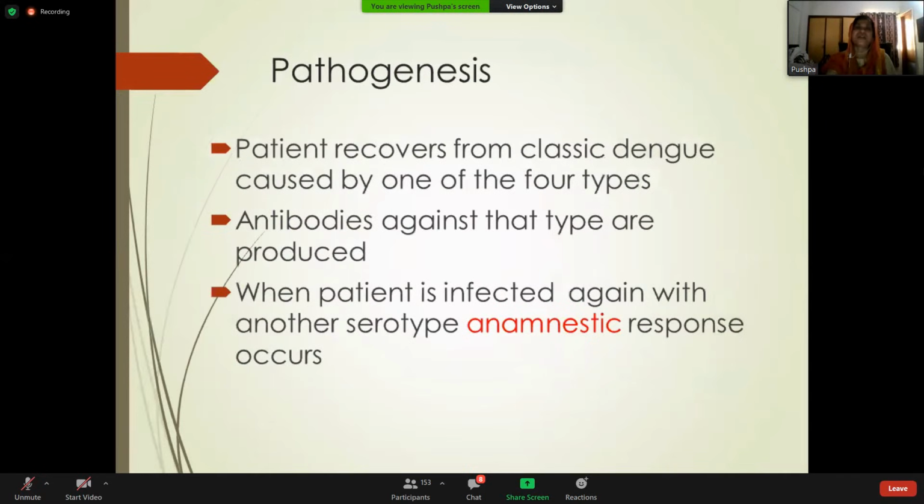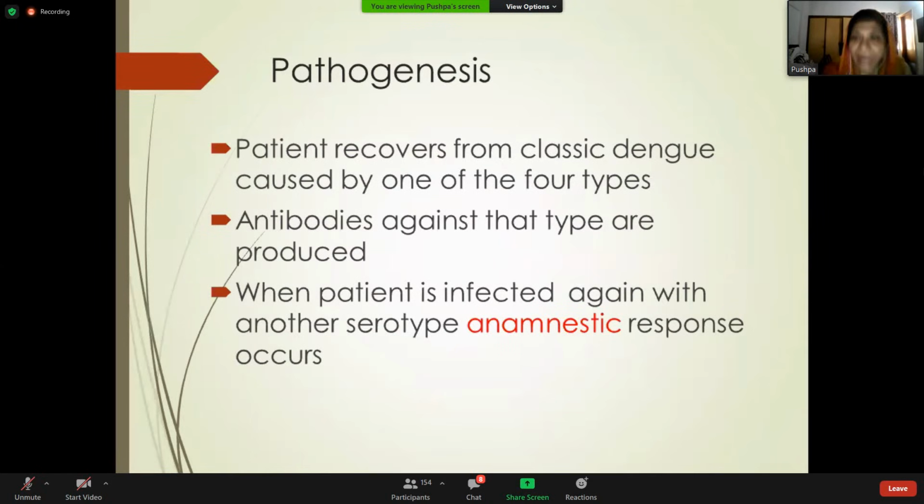Pathogenesis: a patient recovers from classic dengue caused by 1 of the 4 types. Antibodies against that type are produced. When the patient is infected again with another serotype, there is an anamnestic response. What do we mean by this? Anamnestic means an out of proportion response. There is a lot of formation of antibodies.